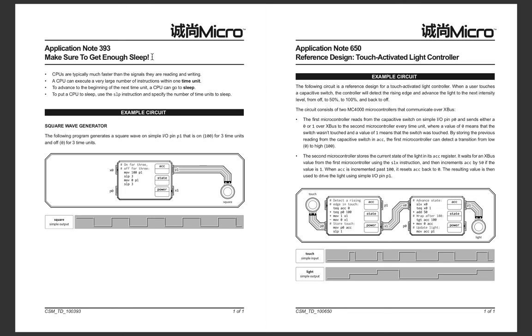Make sure to get enough sleep. Maybe this is a sign it's getting late, and actually I don't really feel like reading this manual right now, so I think I'm going to end the stream.